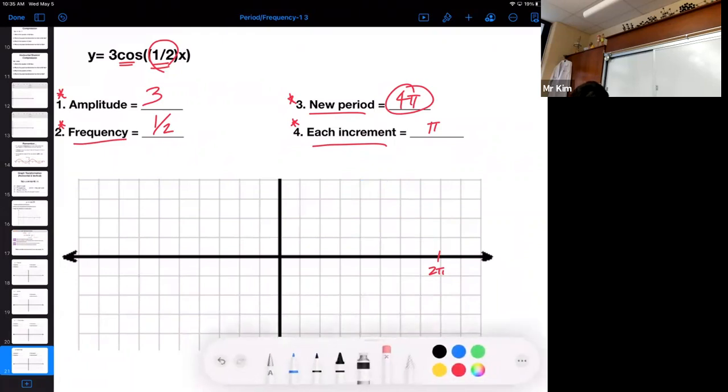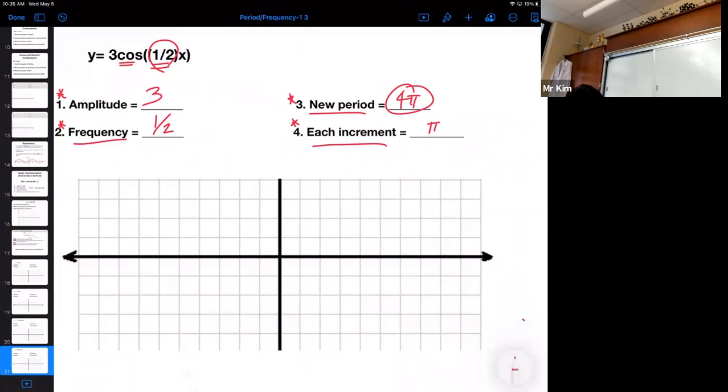But if we want to change our x scale so it's easier for us to draw, we're going to make that last one, 1, 2, 3, 4, we're going to make that 4 pi, which makes each increment pi, 2 pi, 3 pi, and then 4 pi. Reverse engineer it: negative pi, negative 2 pi, negative 3 pi, negative 4 pi. Going the opposite direction.